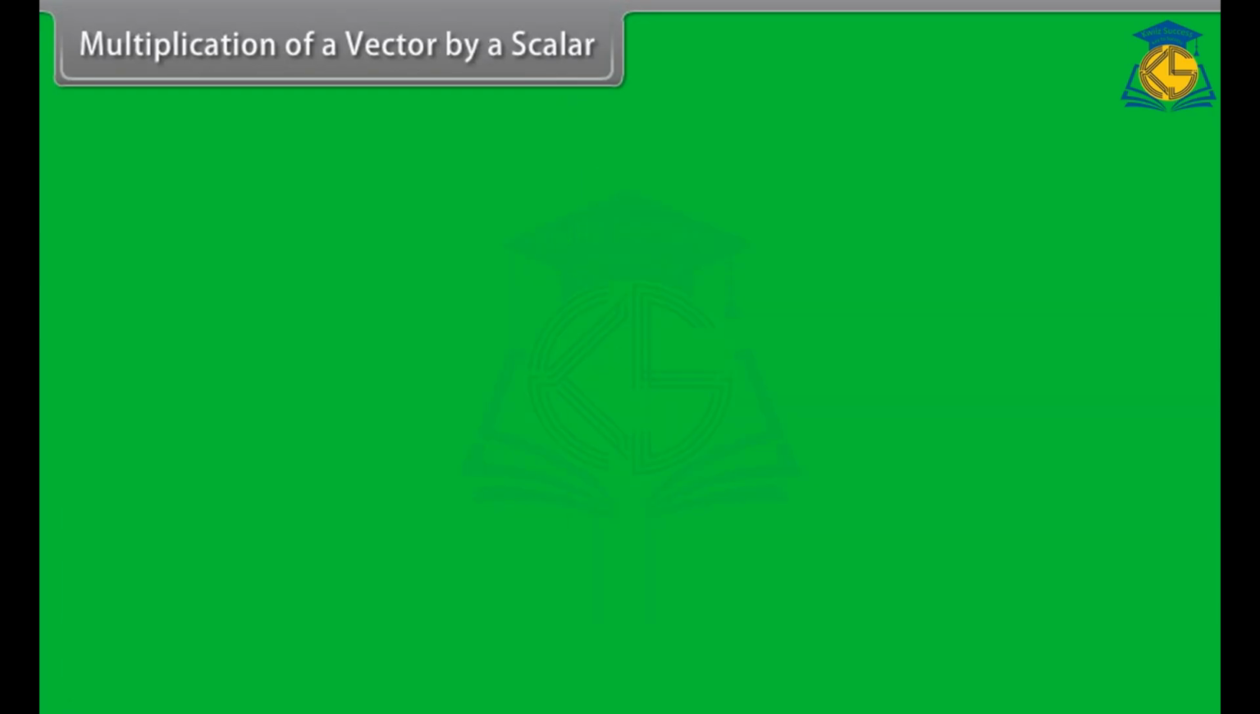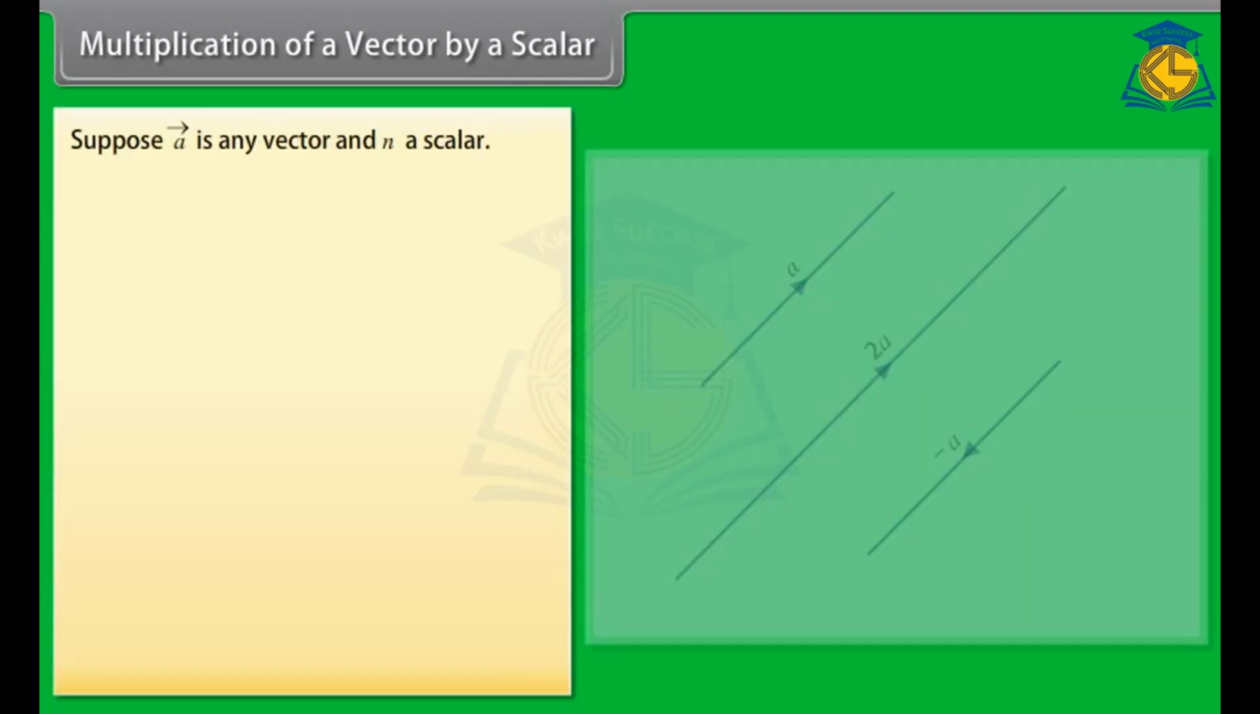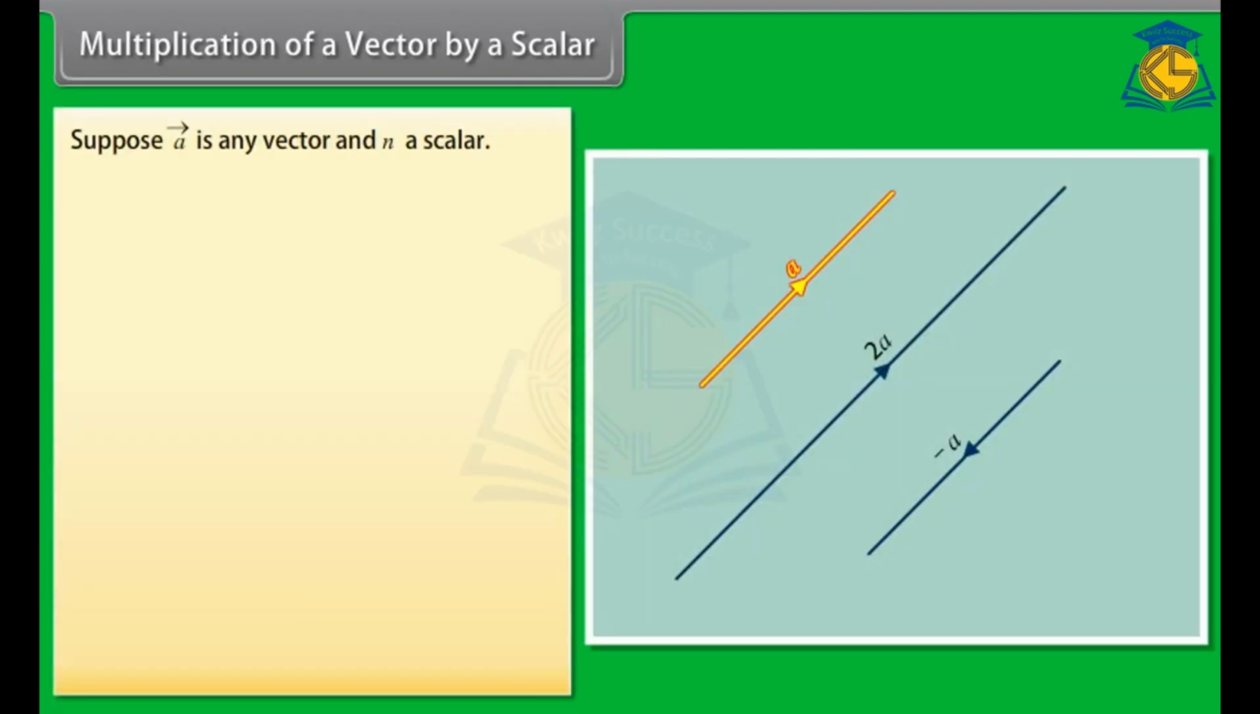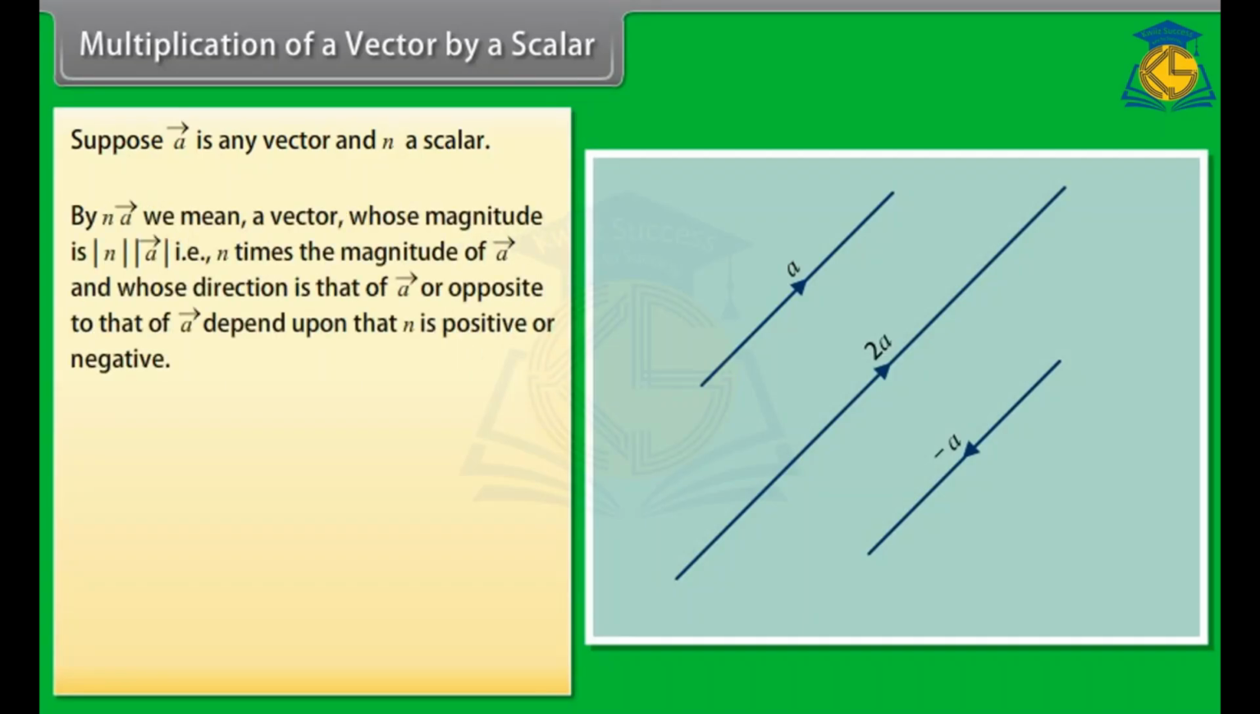Multiplication of a vector by a scalar. Suppose vector A is any vector and n a scalar. By vector nA we mean a vector whose magnitude is mod n times mod of vector A, that is, n times the magnitude of vector A, and whose direction is that of vector A or opposite to that of vector A, depending upon whether n is positive or negative. If n is equal to 0, then 0 times vector A is equal to 0.